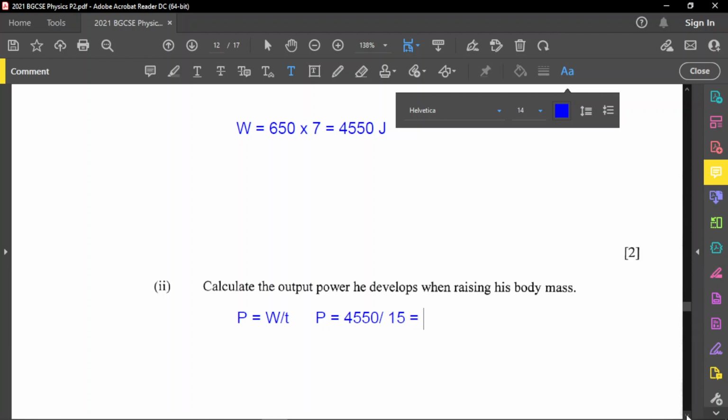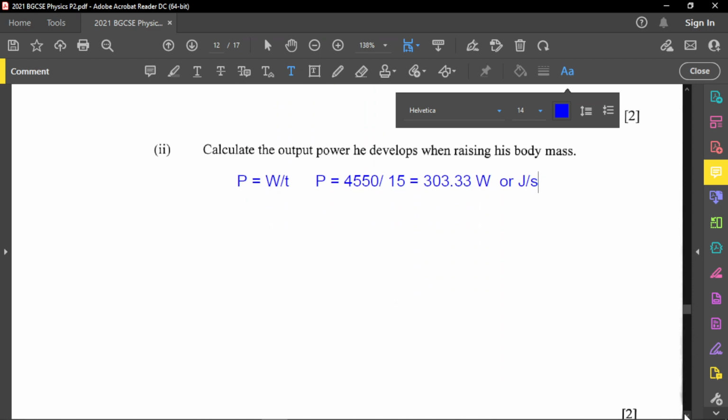And so what you get here will be 303.33 watt. You can also put this as joules per second, whichever unit you want to use, that's also fine. So 1 watt is equal to 1 joule per second. All right, let's go to the next part of the question.